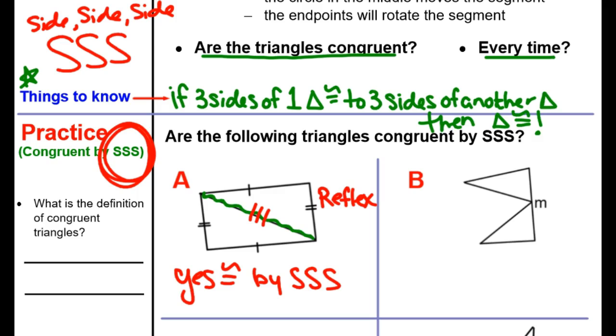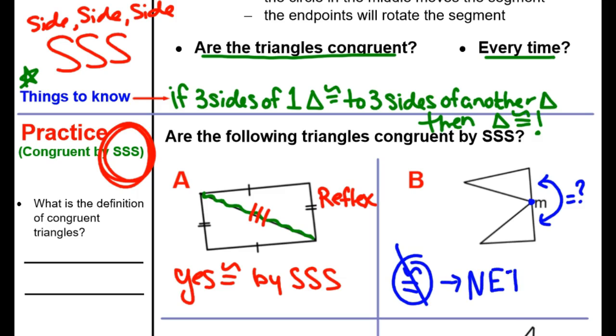Look at question B. We have this point right here. It looks like it's the midpoint, but it never says anywhere that it is the midpoint, so we do not know. Equal question mark? We do not know that those are equal. There is nothing else that we can add to this. So we simply say congruent? No. Not enough information. Not enough information. We do not know that those triangles are congruent.